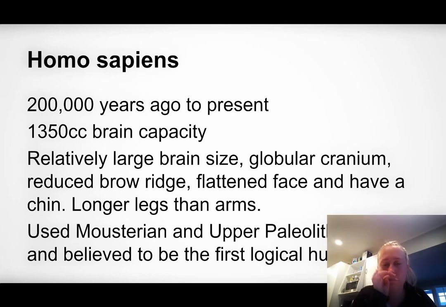Very reduced brow ridge. Obviously, some people have a slightly different brow ridge to others. We have quite a flat face, really. We don't have that muzzle or anything, and we have our chin. Our legs are longer than our arms. And that is because of the fact that we don't live in trees anymore.